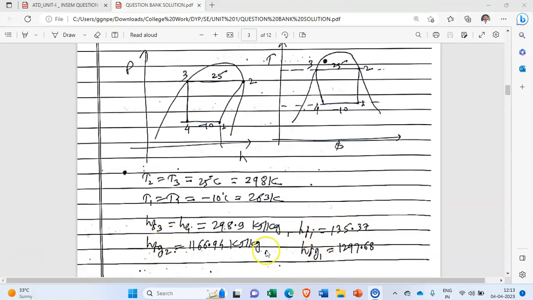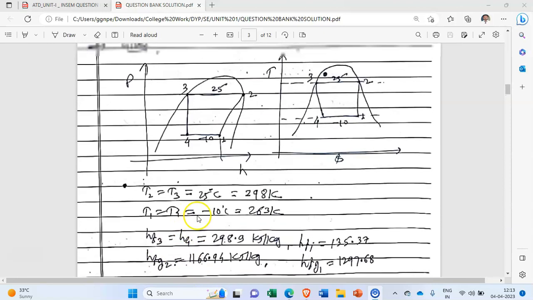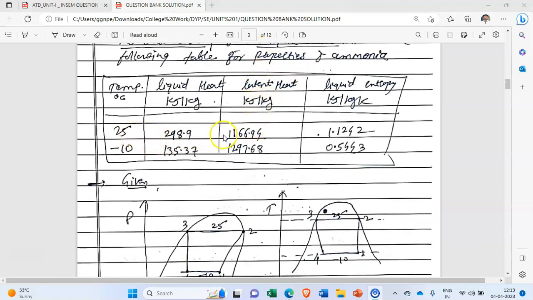And what is the value of HFG2? HFG2 is given in the question, that is latent heat, 1166.94, and HFG1 is 1297.68. Similarly, here liquid entropy is given, that means SF2, or SF3 we can say, both are the same.